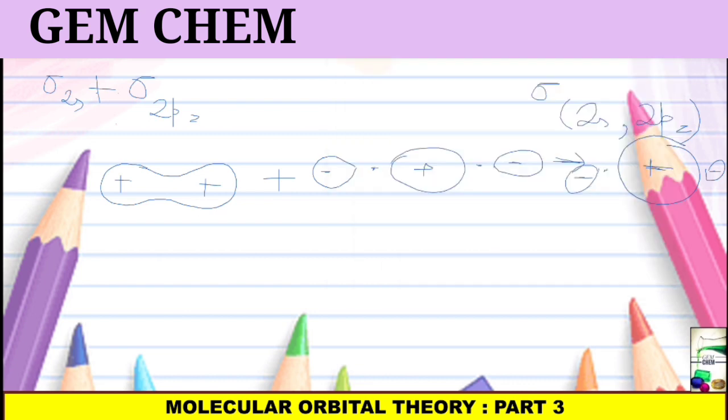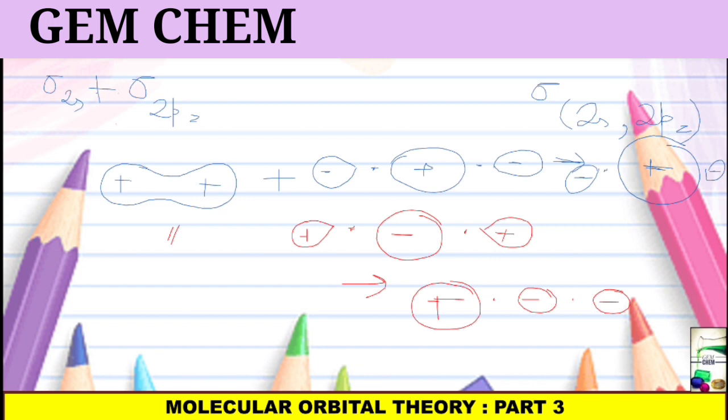Now what will happen? This will be combined in negative phase, out of phase, as a result of which this one will change. This will be positive, this part will be negative, and this part will be positive, and this remains as it is. So we will get it like this. Here is our positive, here is our negative, and here is again positive. So this is sigma 2s 2pz antibonding, that is star.